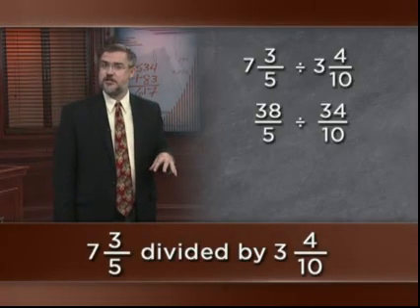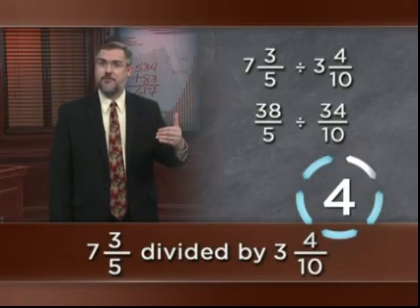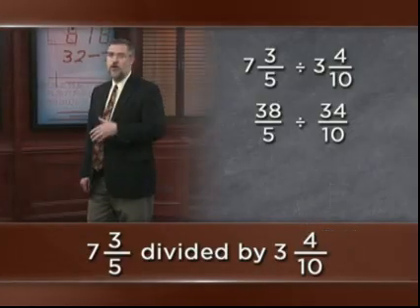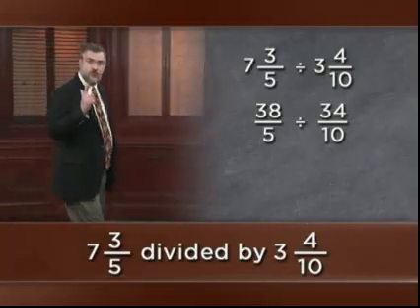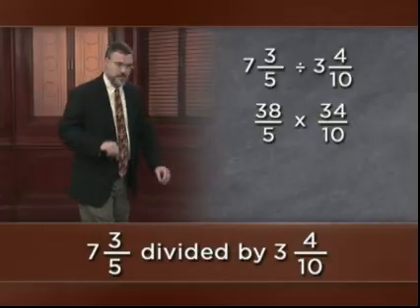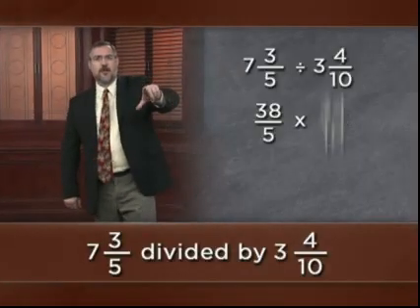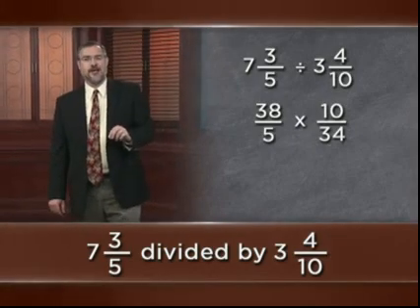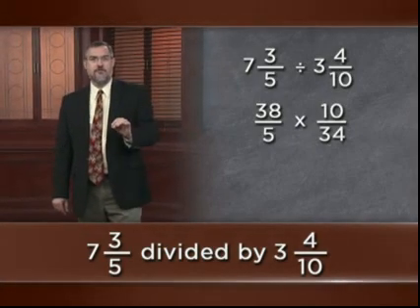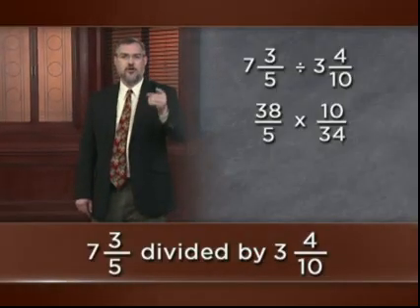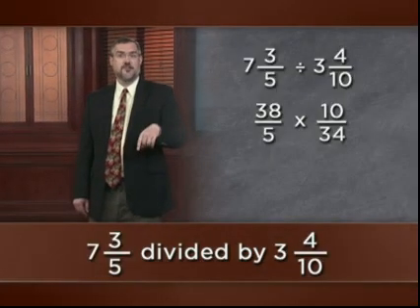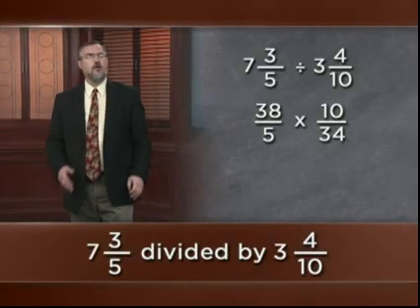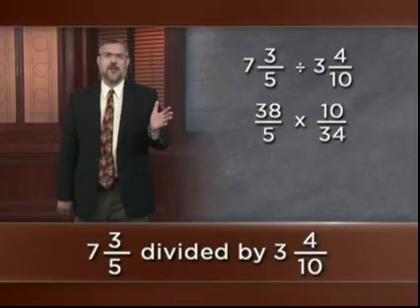Now let me suggest at this point that you take the problem from here and see if you can finish out this division. Well, what do you do? You're going to have to switch it to multiplication first. We talked about this already. And you're going to switch that second fraction to its reciprocal. And when you do that, the division problem is rewritten as 38 over 5 times 10 over 34. You've now rewritten it as a multiplication problem, and now we just handle it as we have done in the past.